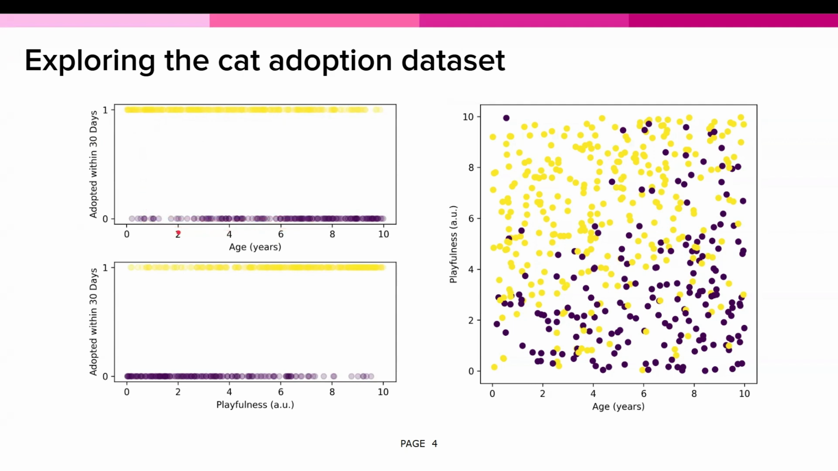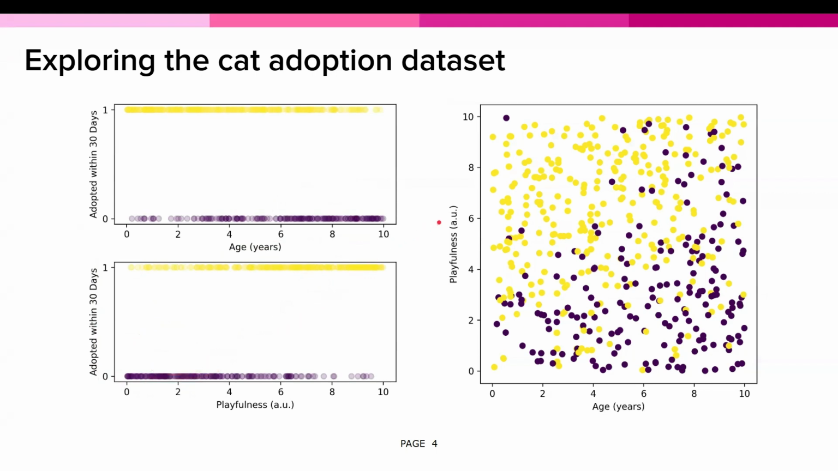And so we see a clear pattern here. The younger cats tend to have a higher likelihood of adoption. The successful adoptions are concentrated toward the left, so the younger cats over here. But the purple points are clustered more strongly for the older cats to the right. Similarly, the second plot examines the relationship between the playfulness score and the adoption within 30 days. We can see that the playful cats are more likely to be adopted quickly, while cats with a lower playfulness score appear less likely to find a home within this window.